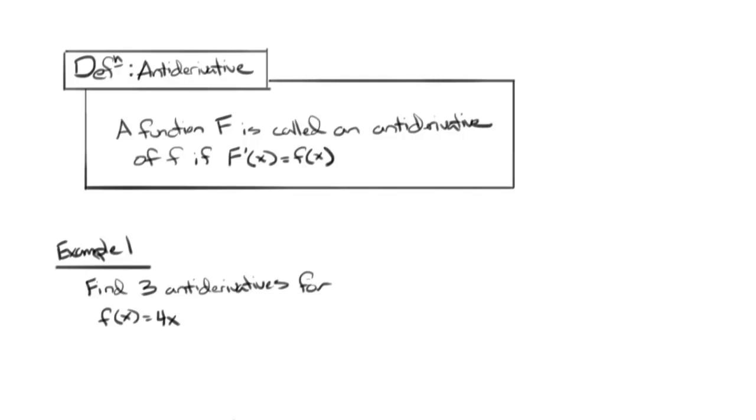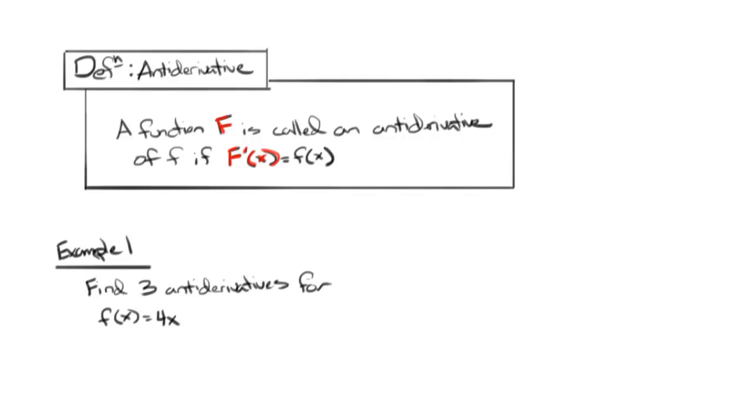All right, new to this section is the concept of an antiderivative. A function f is called the antiderivative if, when you differentiate it, you end up with the function you're being asked to find an antiderivative for. Okay, and we're going to have a couple of different rules for this, but let's look at a couple of examples that would make some sense.